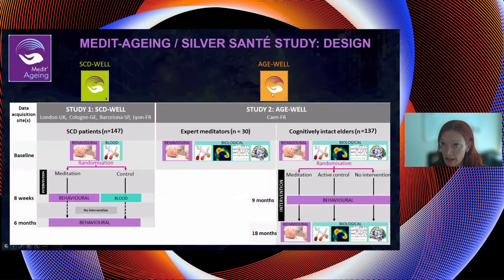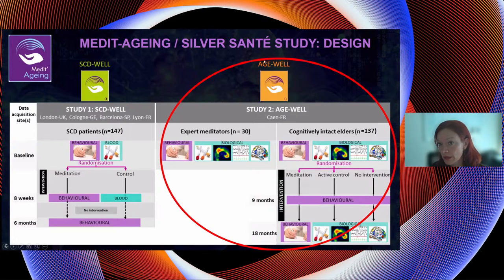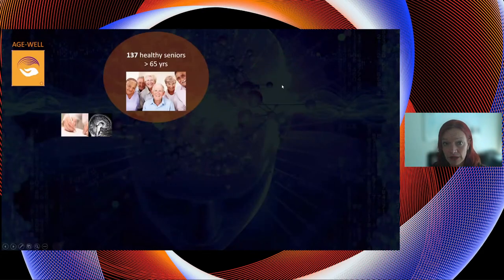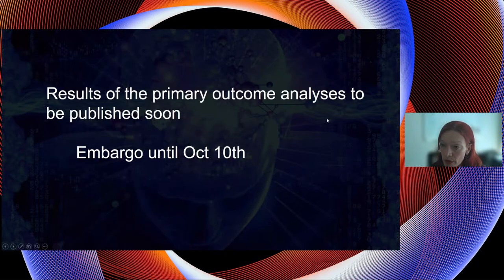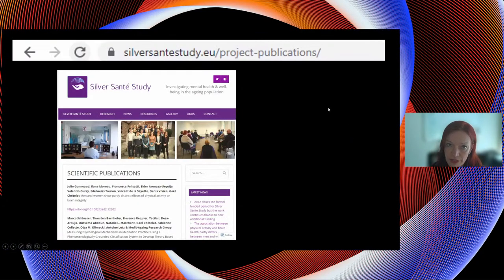As for the AgeWell study, this study has just been finished. In this study, as I said, we have three arms, but also a group of expert meditators, and the results of the primary outcome analysis are about to be published. That is under embargo until October 10th. So I invite you to refer to the website, whose address is here, to see the list of publications that have already come out from this project.